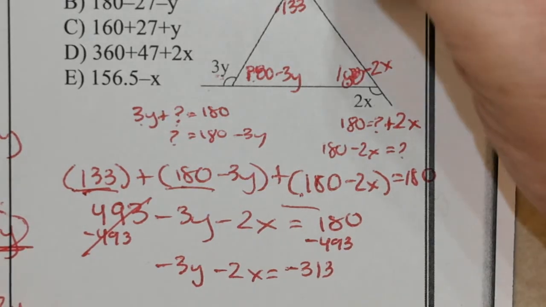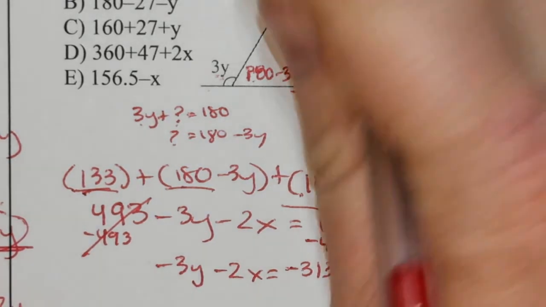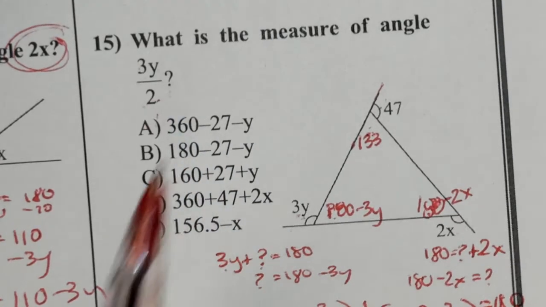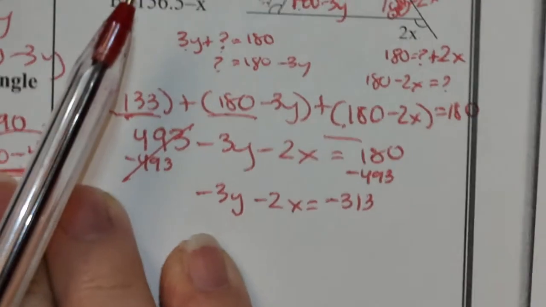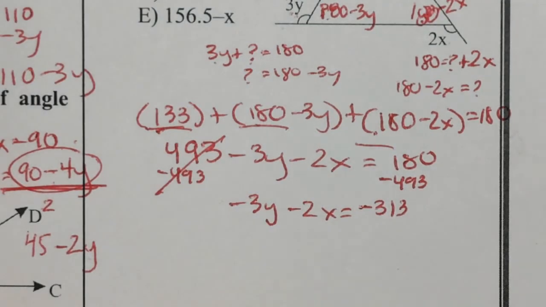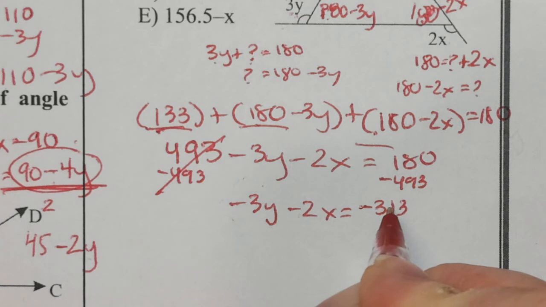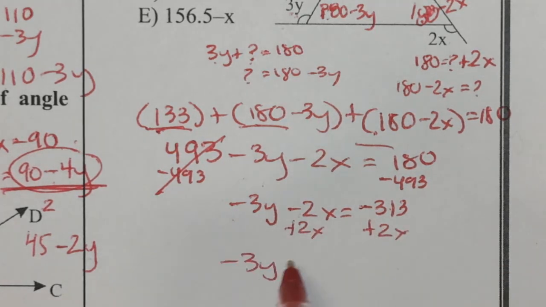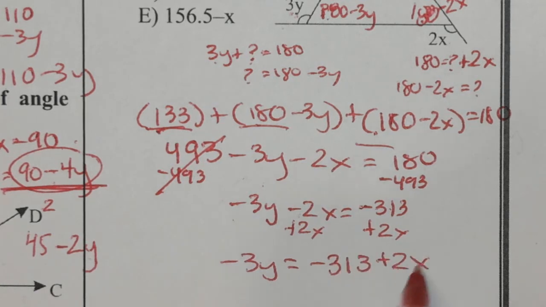Now keep in mind, I'm trying to isolate for the y. Why is that? I'm trying to find out what is 3y divided by 2. So let's just first of all figure out what is 3y. So I want to get this 3y by itself. I'm going to start by adding the 2x to the opposite side. Negative 3y equals negative 313 plus 2x.